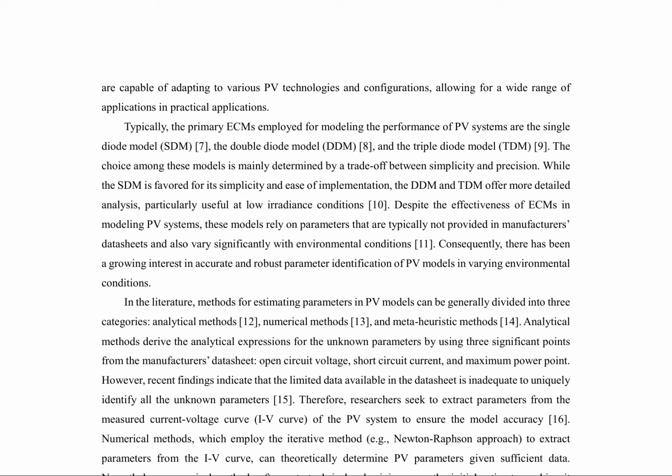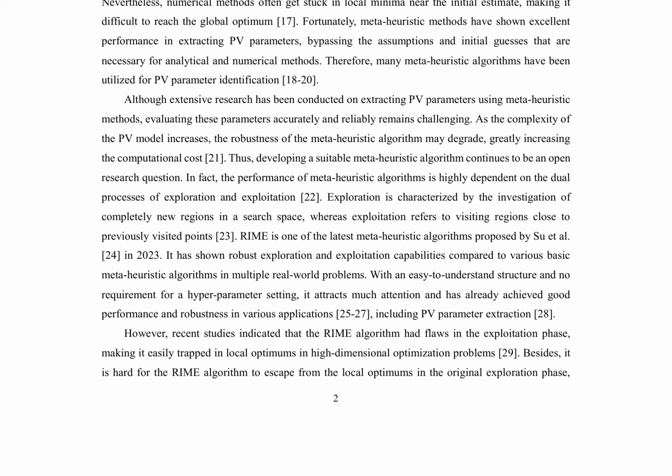Three categories of methods exist: analytical, numerical, and meta-heuristic. The latter has garnered attention, with the RIME algorithm showing promising results. However, it is prone to getting trapped in local optimums, highlighting the need for further development. PV parameter identification is a complex task, and the limitations of current methods underscore the need for more robust algorithms.